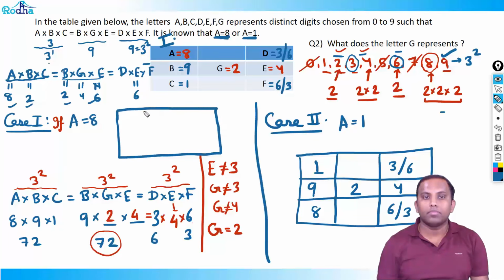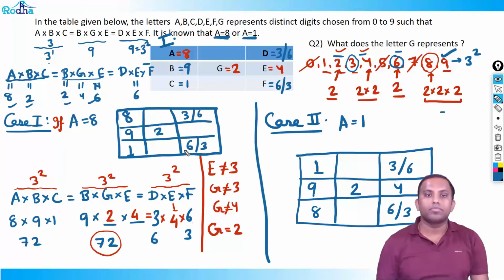quickly I'll make it so that we can solve other questions very easily. So A was equal to 8, B got to be 9, C got to be 1, G got to be 2, D is 3 or 6 or 6 or 3. Okay, I hope it is clear. This is case 1, this is case 2, right? Case 2, please do it yourself. I'm pleading you to do it.